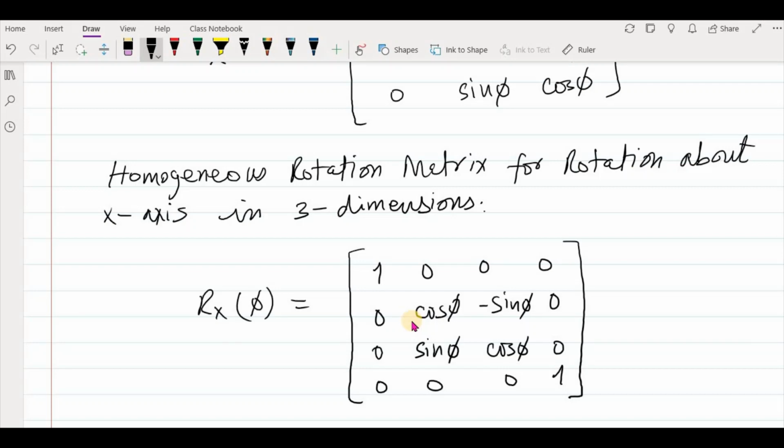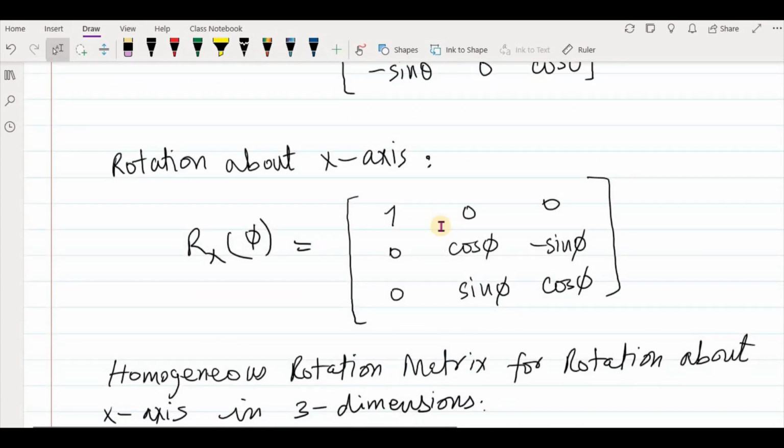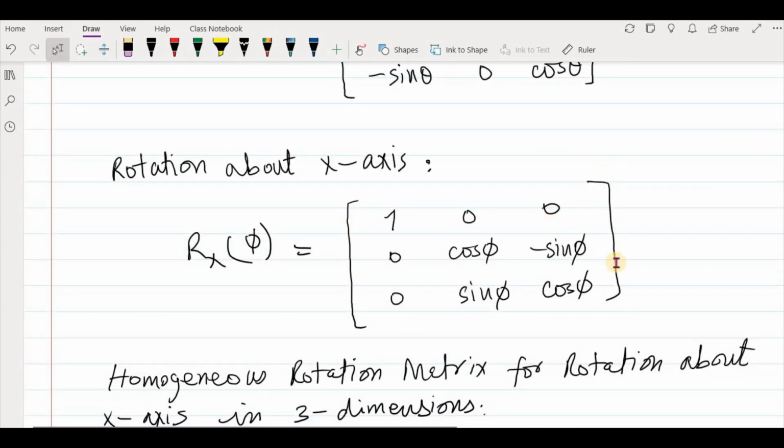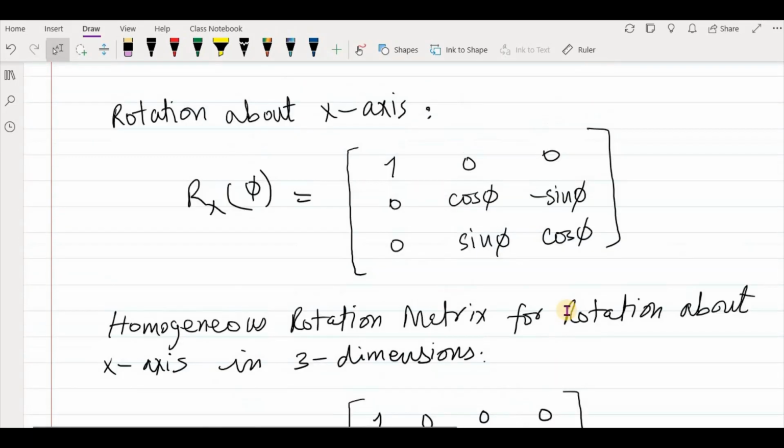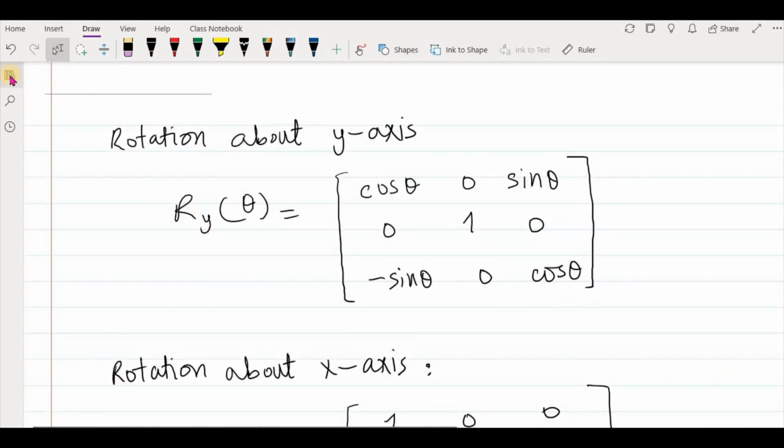So notice what we did, we just added one more column and one more row to make it a homogeneous rotation matrix. This is what we derived from here. We just added one column and one row here with 1, and that's how we get the homogeneous rotation matrix.